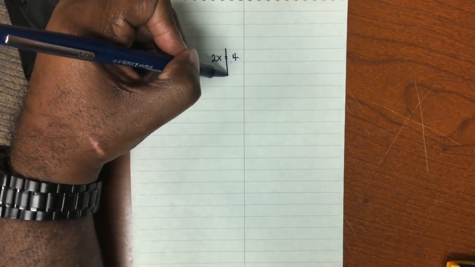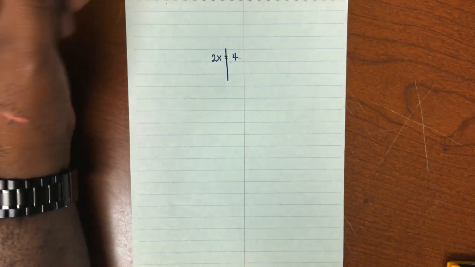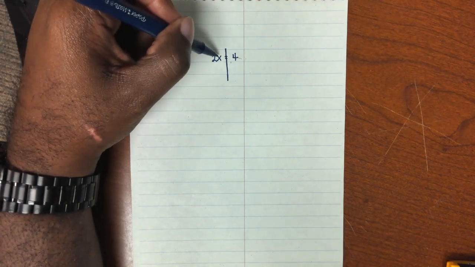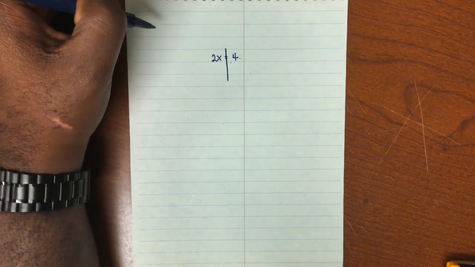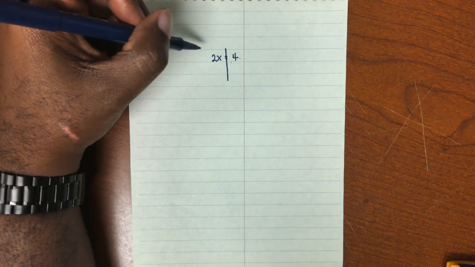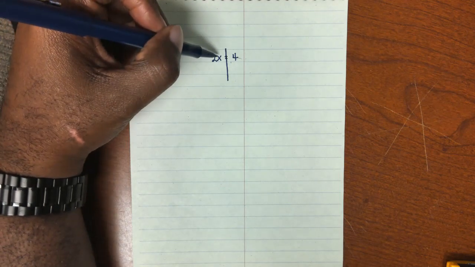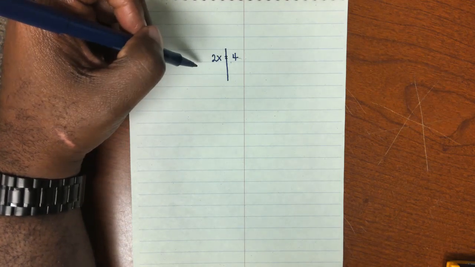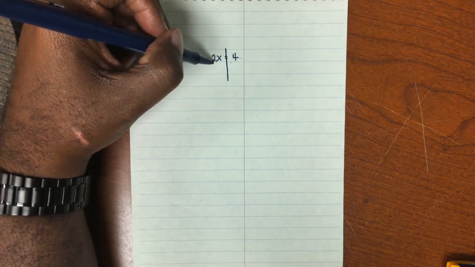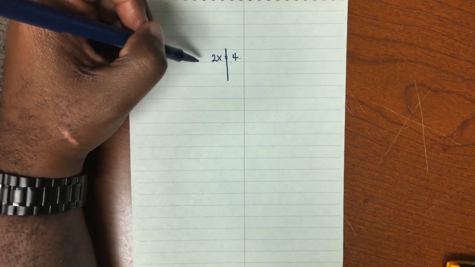In Algebra 1, you have different properties of equality, but for now, we're going to isolate this variable by getting it by itself, by undoing the operation done to it. Well, this says 2 times x. So how do I undo 2 times x? The opposite of multiplication happens to be division.